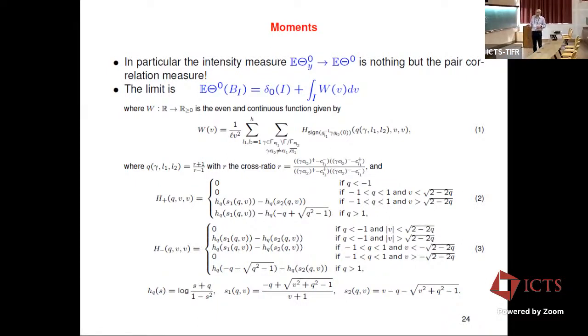It still involves a sum over double cosets. Now, not double cosets with respect to gamma geodesic modulo gamma infinity. It's now double cosets with respect to two geodesics. That's coming out of the calculation, and this is the formula. I'm not going to go through it.